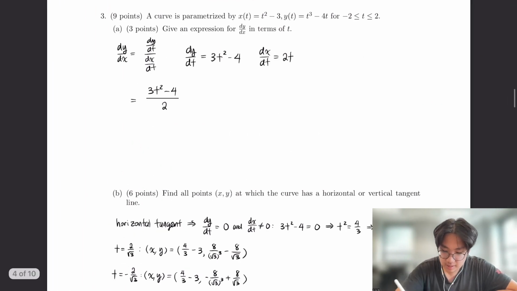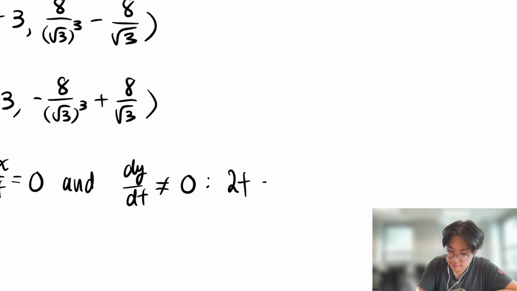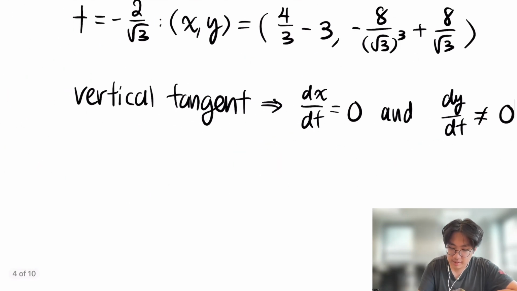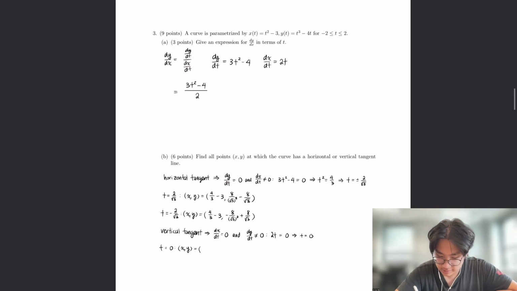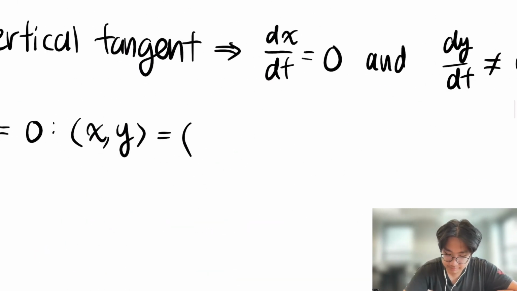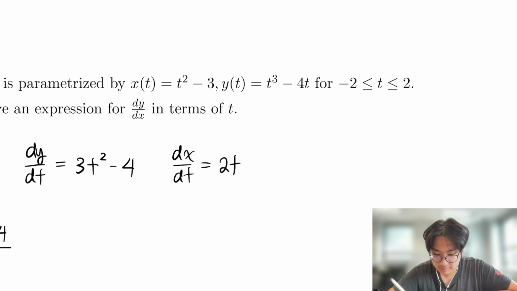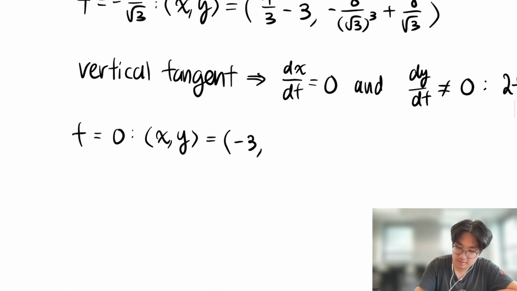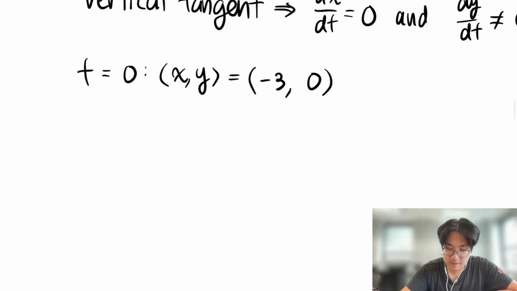So when this happens, again, dx dt is over here, so 2t. So we have that 2t is equal to 0, which obviously means that t is equal to 0. Plugging this in, t is equal to 0. So our point x comma y is much simpler in this case. When you plug in t is equal to 0, for x you just have 0 minus 3, so negative 3. And then for y, you have everything in terms of t, meaning you just have 0.